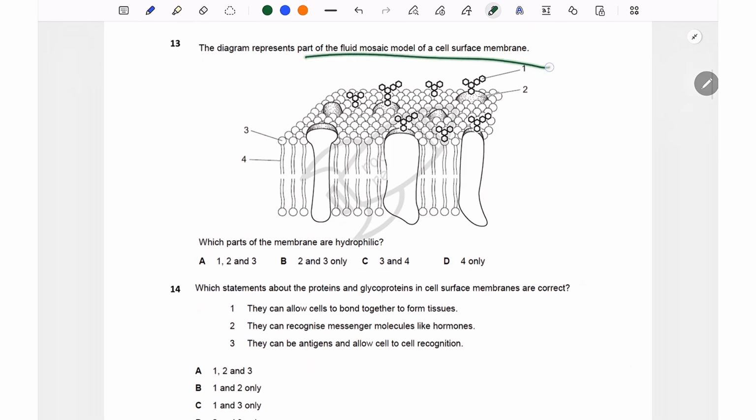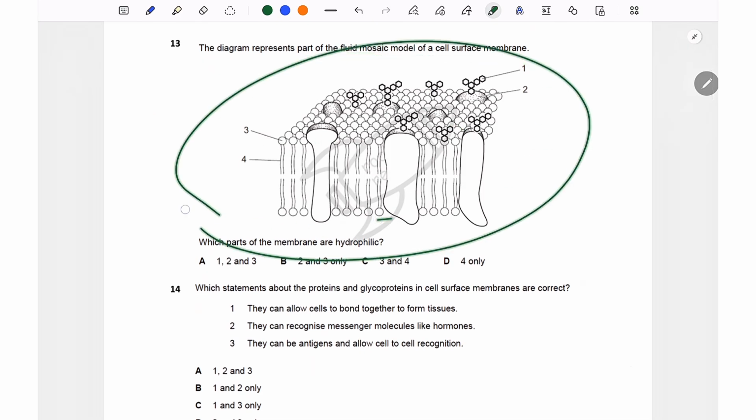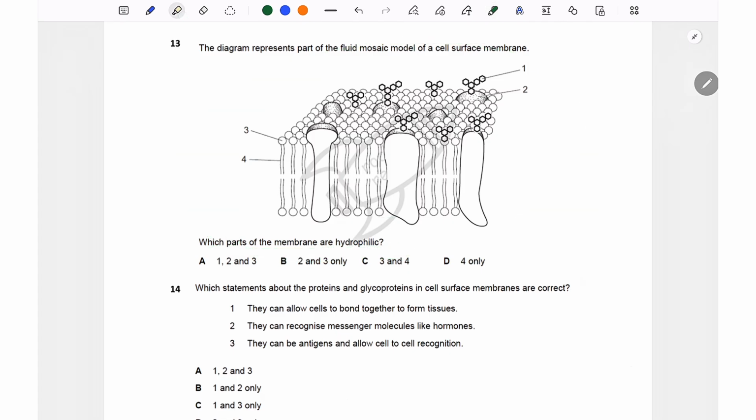The diagram represents part of the fluid mosaic model of a cell surface membrane. They've given you this diagram. Which parts of the membrane are hydrophilic? So let's label them first. You have one, this is your glycoprotein. That's hydrophilic. You have your 2, which is the protein. And this is hydrophobic because it's embedded into the phospholipid bilayer.